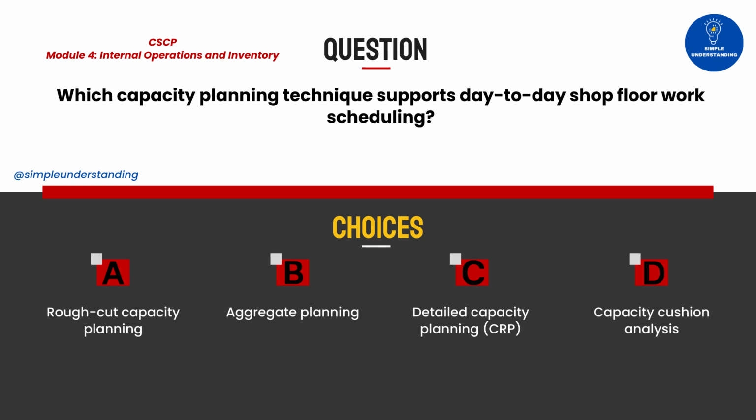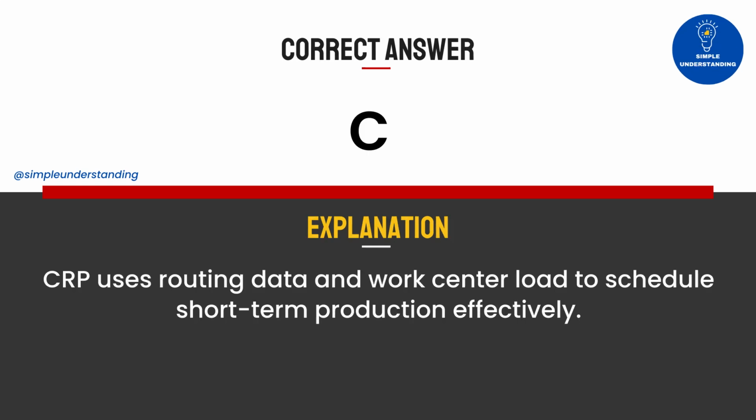6. Which capacity planning technique supports day-to-day shop floor work scheduling? A. Rough cut capacity planning. B. Aggregate planning. C. Detailed capacity planning, CRP. D. Capacity cushion analysis. Correct answer, C. Explanation: CRP uses detailed routing and resource data to guide short-term scheduling and execution.